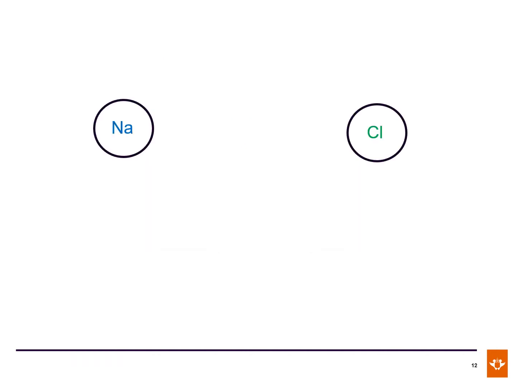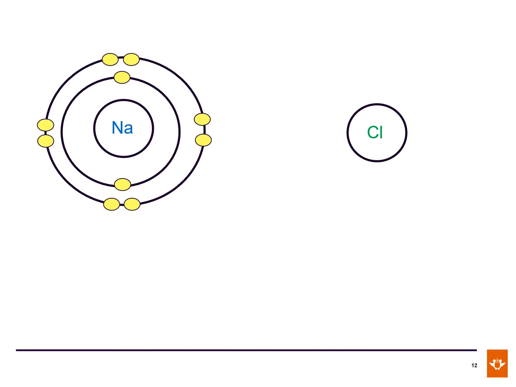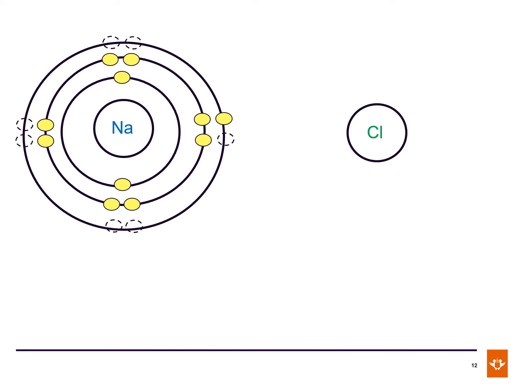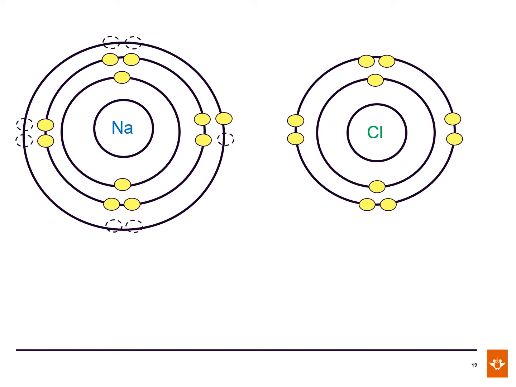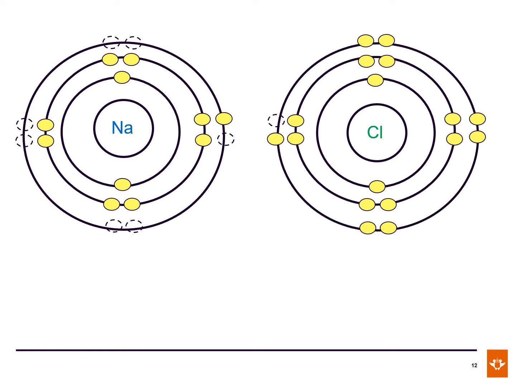The sodium atom has an atomic number of 11, therefore there are 11 electrons. In the first energy level, a maximum of 2 electrons are found. In the second energy level, a maximum of 8 electrons are found, and in the third, only 1 electron is found, giving us a total of 11. The chlorine atom has an atomic number of 17, hence 17 electrons. The first energy level will have 2 electrons, the second will have 8, and the third will have 7.